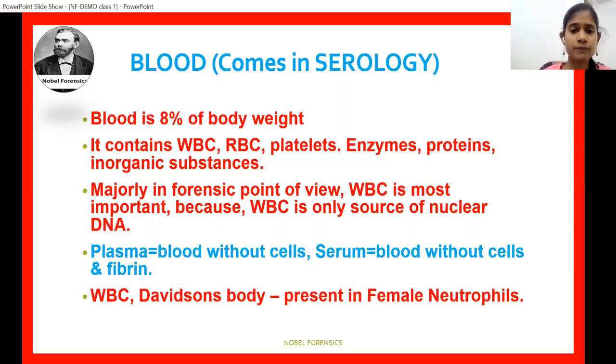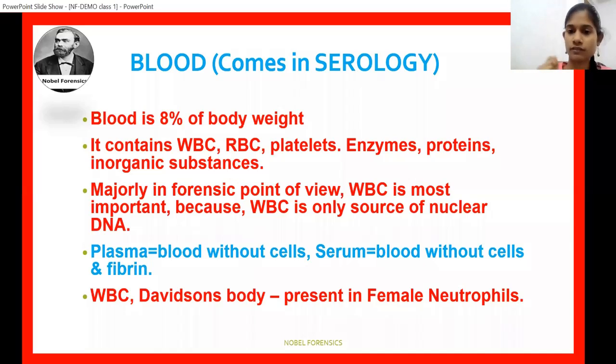Then WBC, here I added one point. In white blood cells, there are different cells again. One type of cell is neutrophils: neutrophils, eosinophils, basophils. In neutrophils, that too in female neutrophils, there is a specific body present, called the Davidson body. The Davidson body is present only in the female neutrophils of WBC, and with this Davidson body, we can identify the gender from the blood.